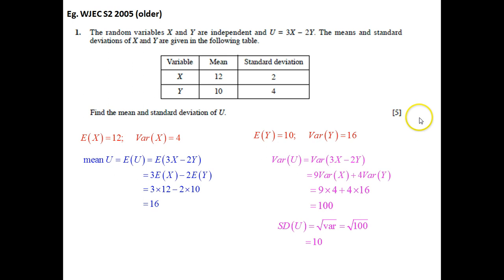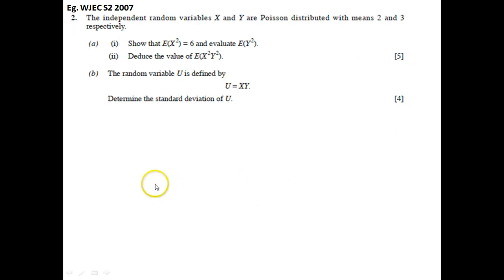It's not binomial or Poisson or any of the other distributions. Just a plain two variables. Right, another question. The independent random variables x and y are Poisson distributed with means 2 and 3 respectively. Show that the expected value of x squared is equal to 6 and evaluate E of y squared, and then find the value of E of x squared times y squared, and then work out the standard deviation of u, which is a multiple of x and y.